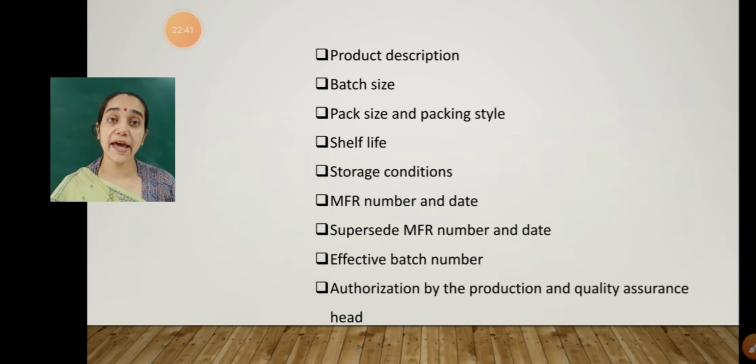If this master formula record has been prepared, for example I am going to prepare a particular formulation tomorrow, then I am going to use this master formula record for the effective batch number. Tomorrow's batch number will be 2AC. Now if I have done a coding that this will be the second batch, and accordingly I have coded it AC, then this master formula record is for that particular effective batch number.